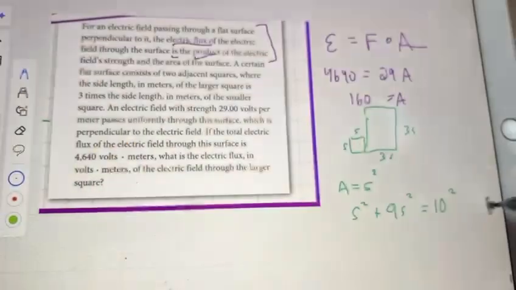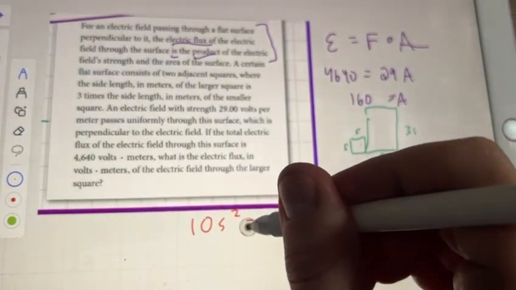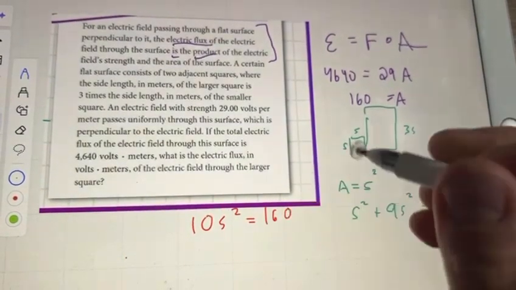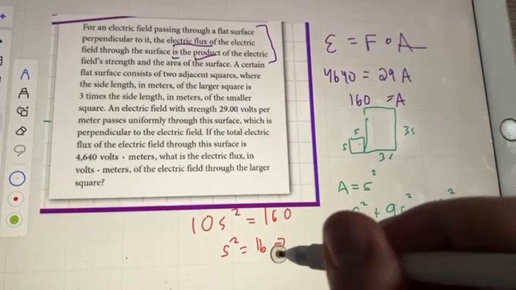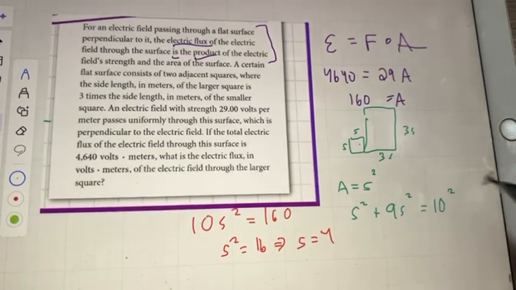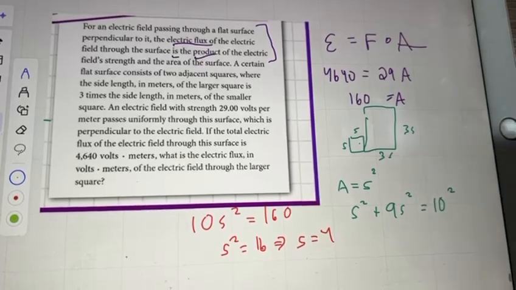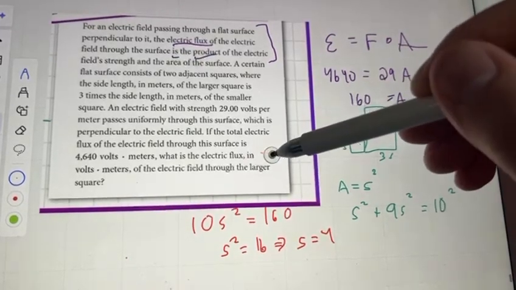I see here 10S squared is equal to 160. That means S squared, if I divide both sides by 10, is equal to 16, or S equals 4. Now, usually when I take the square root of a square, I do plus or minus, but in this case, we can't have a side length that's negative. I'm almost done. All I have to do now is find the same thing through the larger square.